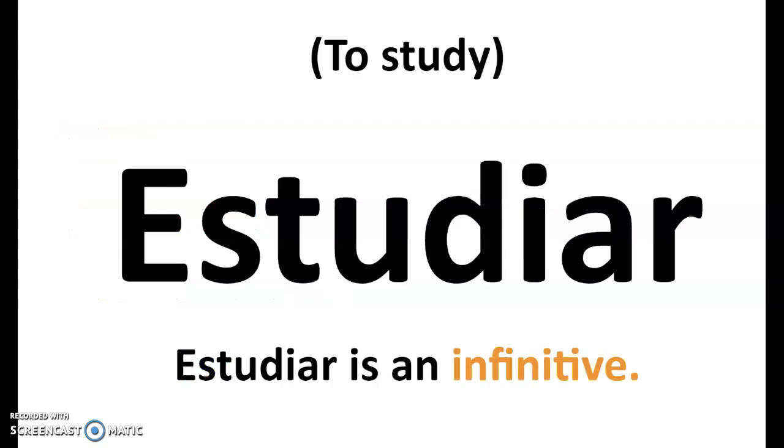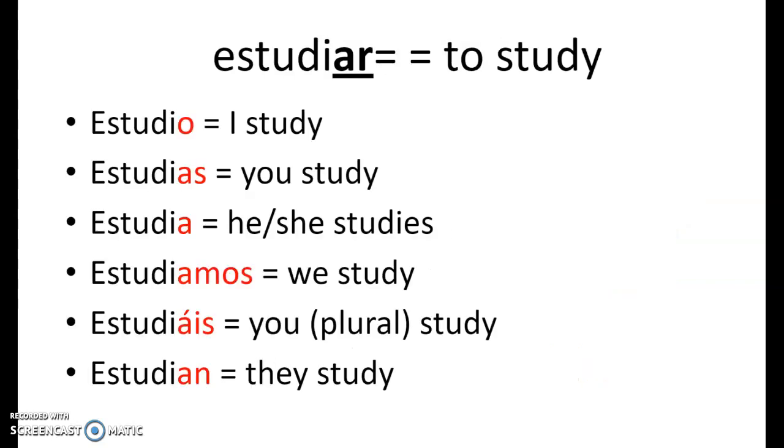Let's look at what happens to the infinitive when we add the information for who is doing the verb. We take the infinitive estudiar, we remove the AR ending, and we add the ending which tells us which person is doing the verb. On this slide, we can see the endings. O, as, a, amos, áis, an, which makes estudio, estudias, estudia, estudiamos, estudiáis, estudian. Adding this information helps the listener understand who is doing the verb.